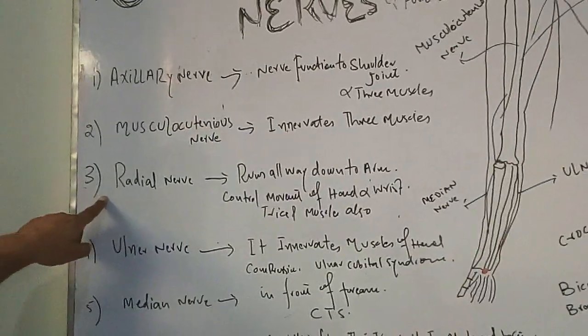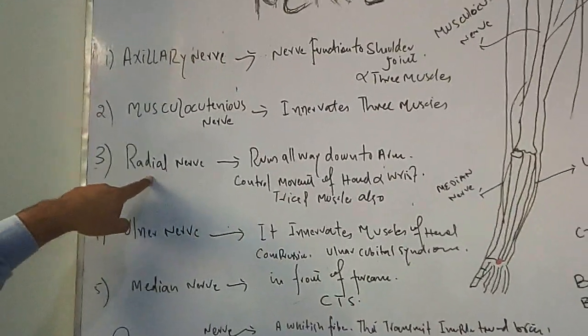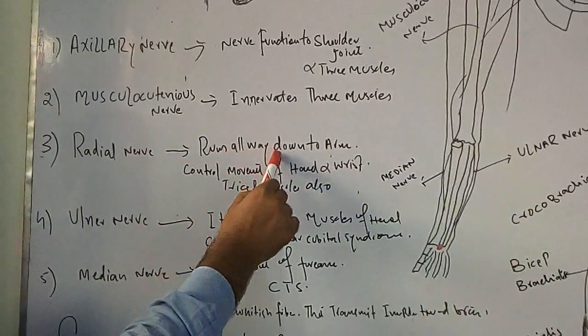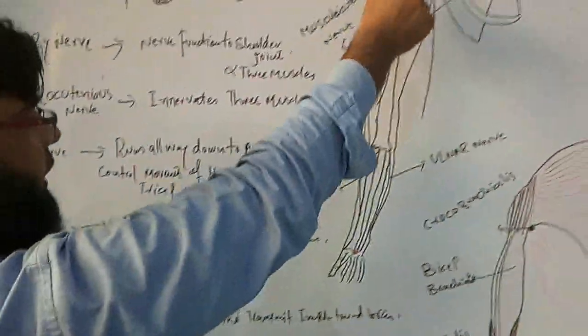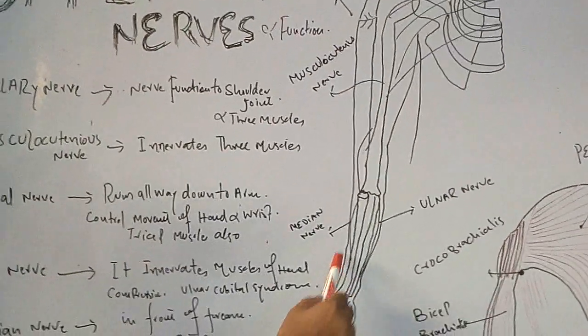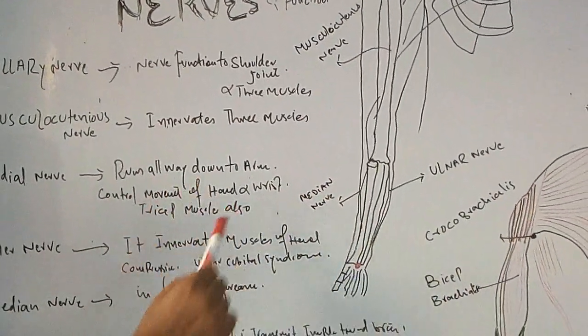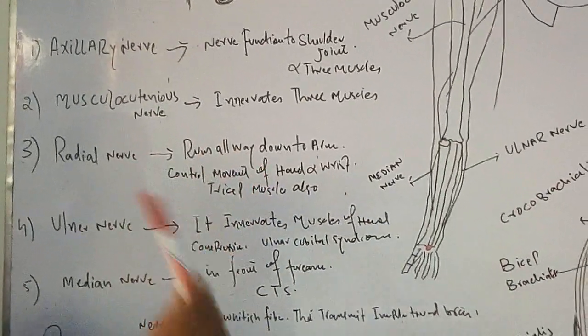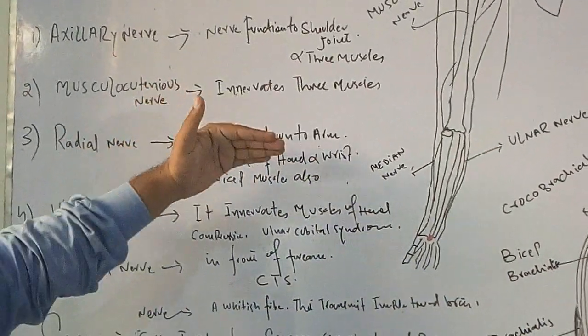If you look at the third nerve, it is called the radial nerve. The radial nerve runs all the way down the arm, from here to here. This is called the radial nerve. What is the function of the radial nerve? The radial nerve's function is to control the movement of the hand and wrist.